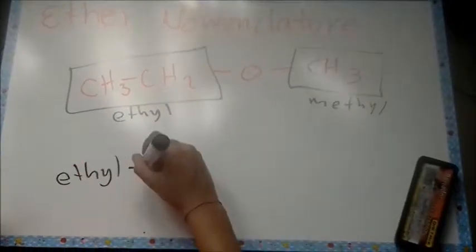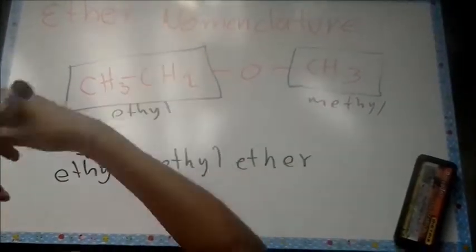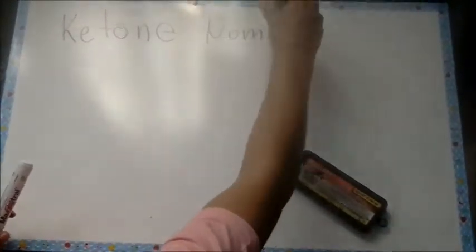Ether nomenclature. You name the groups attached to the ether, and you name it alphabetically. And at the end, you use the word ether.